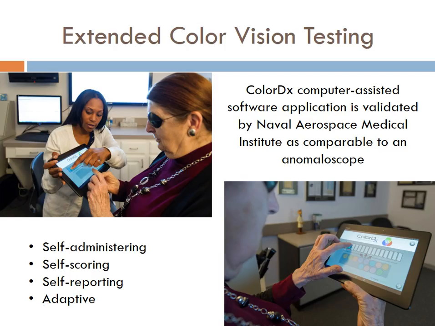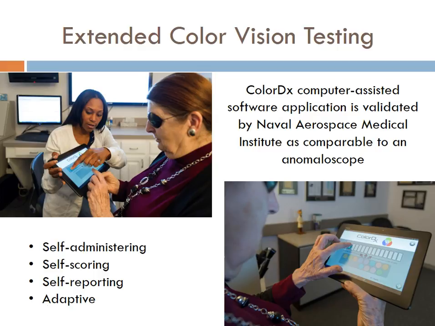So what I want to talk about is some computer-assisted testing. And there's several companies in the country and in Europe and Japan that make computer-assisted color vision testing. This is a picture of one of them. It's called the Color DX. It's software that you put on a pad or a computer. So you just buy the software and stick it on a pad, an Android or something. You see it in use here.